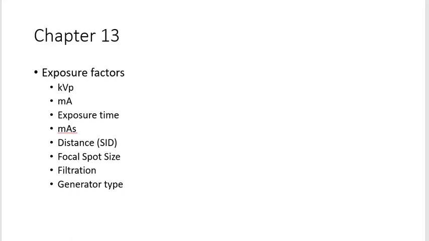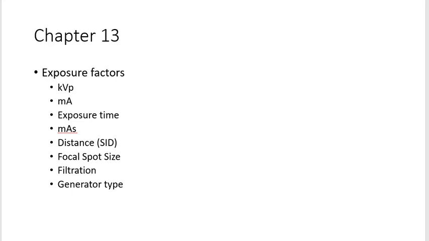Now we're going to finally dial it back into Chapter 13 and talk about exposure factors. Before we took that diversion, we talked about the prime exposure factors being kVp, mA, exposure time, and SID. But focal spot size is an exposure factor, filtration is, generator type is as well. The reason they're not primary is because you should set a specific focal spot for the exam type.